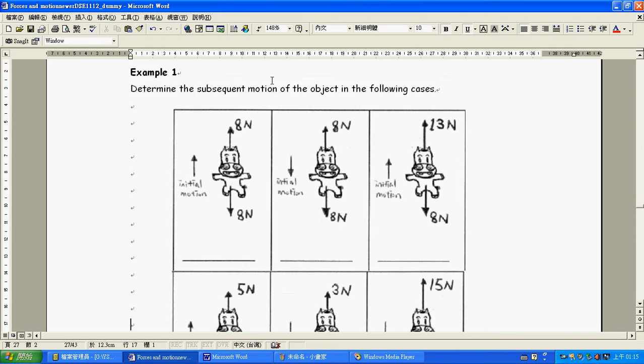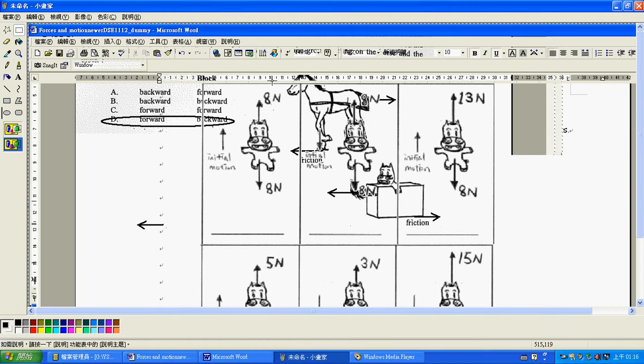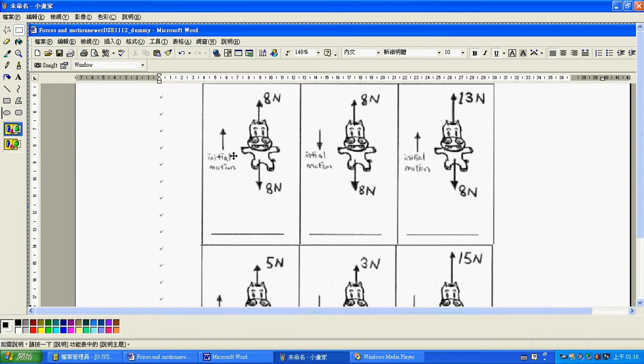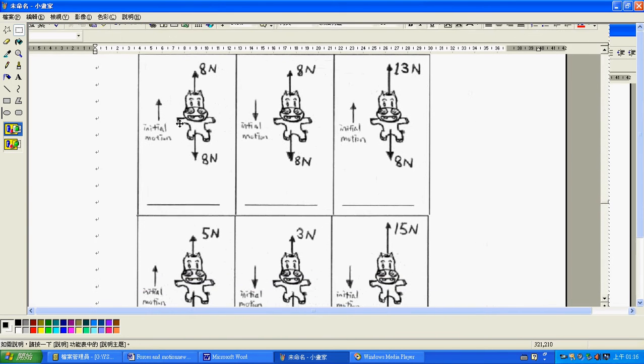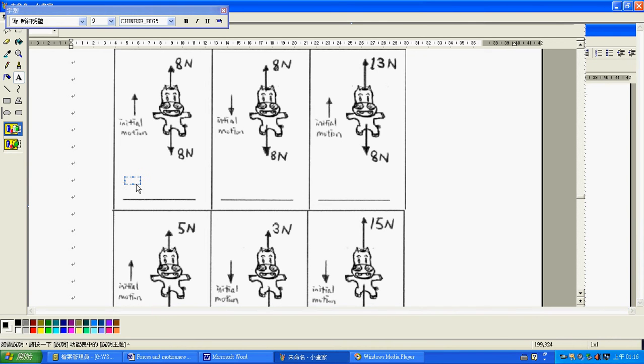Okay. Now, let's look at it. In the first example, the initial motion is upward, and we've got a weight of 8 Newton, and it is lifted up by a force of 8 Newton. Now let me capture this screen and paste it on a Paintbrush application. So what happened? Just consider the net force, 8 Newton up, 8 Newton down, so the net force is 0. So what will happen? It will move at uniform velocity.